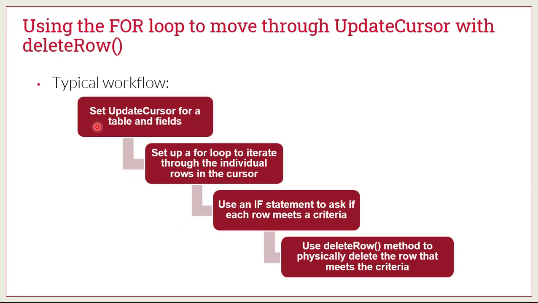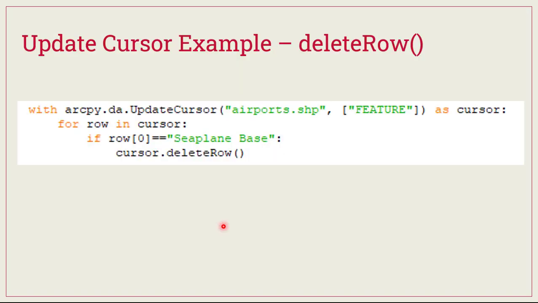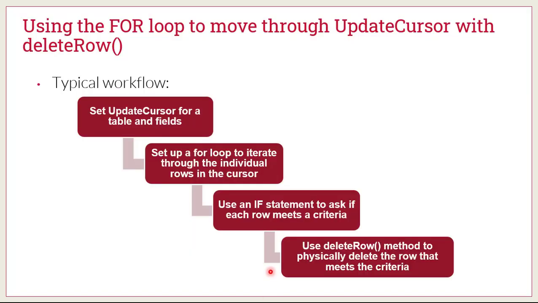So first, once again, you're going to set your update cursor for the proper input data set and the fields you want to work with. Then you set up a for loop to iterate through all of those records and rows within the cursor object. Within that for loop, you're going to include an if statement to see whether or not the current record that you're looking at meets the criteria for you to delete. If it does, if that evaluates out to be true, then you're going to use the delete row method to physically delete that row that meets that criteria. If it doesn't, it's just going to cycle back into the next for loop iteration and go to the next record.